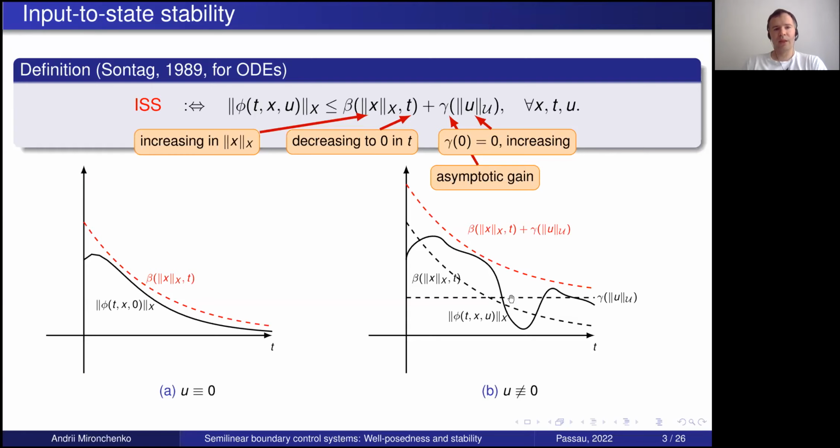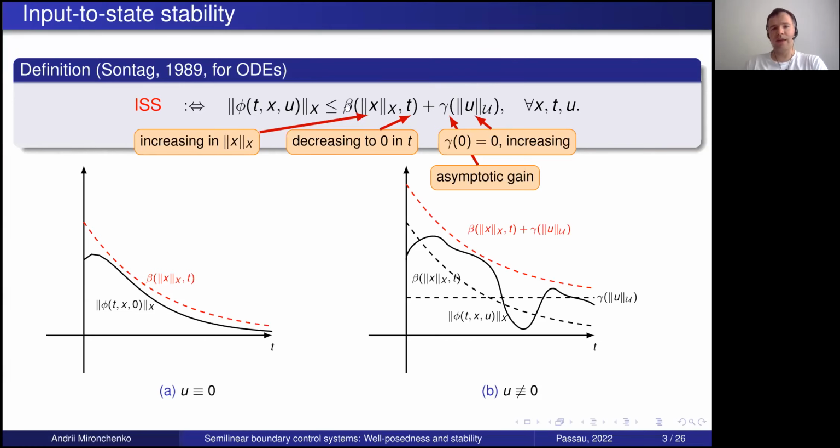Having the definition of a control system, we can define the stability property for these systems. We call the control system input-to-state stable, or shortly ISS, if the norm of the trajectory can be upper bounded as a sum of two functions. A function beta describing the transient behavior, which depends on the norm of the initial state and on the time. And also we add to that this function gamma of the norm of the input. This function describes the asymptotic deviation of the system from the origin.